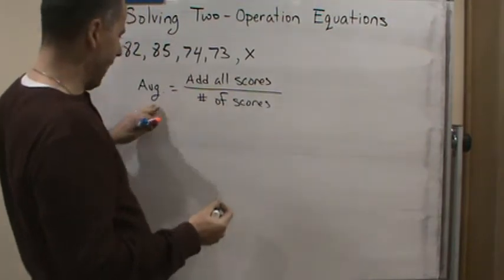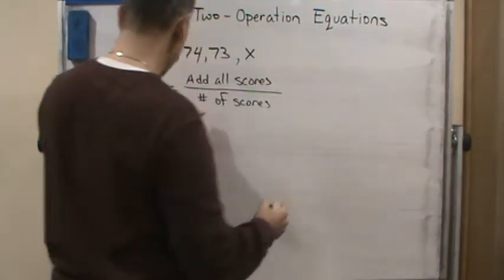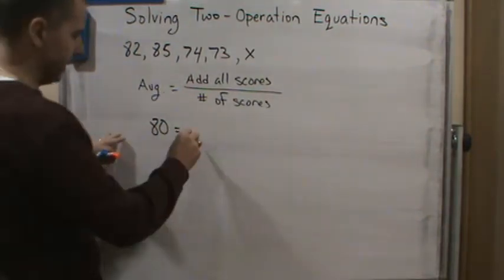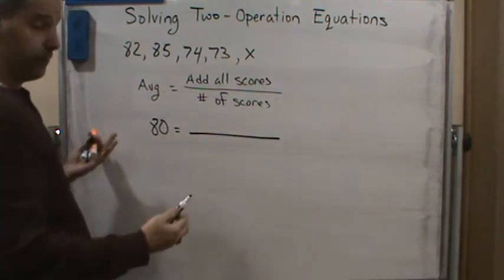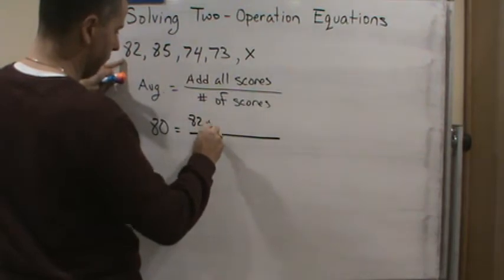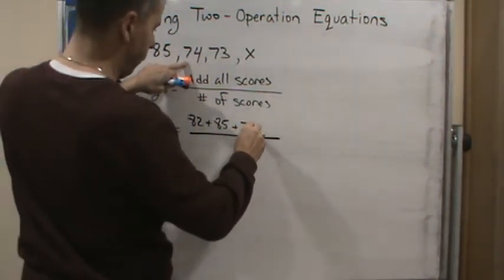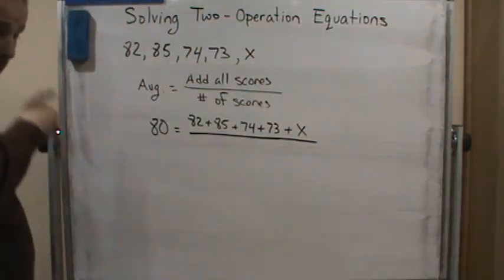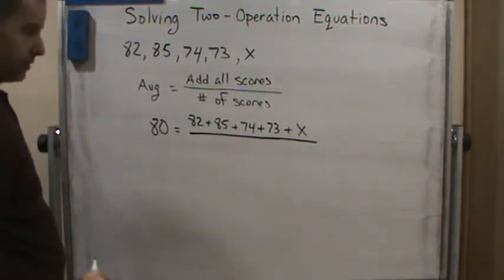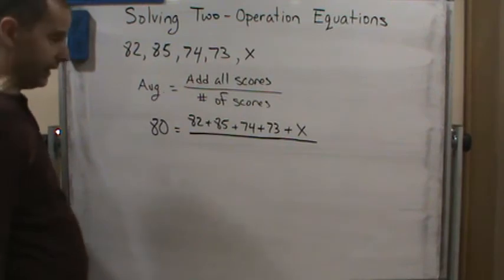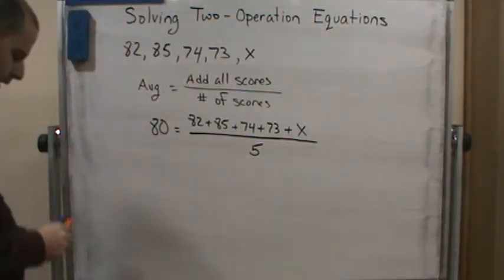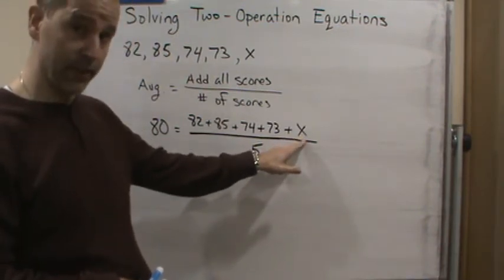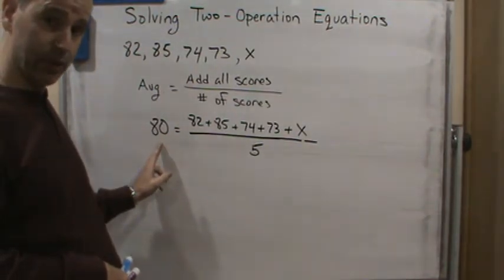Well, I'm going to use the formula. The average is going to equal, what? What's the average that they want? The average that the student wants is 80. And I want that average to equal the sum of the 5 test scores. Well, what are the 5 test scores? 82, 85, 74, 73, and then of course the one I don't know yet, x. So let's say these are my 5 test scores. The test score number 5 is the one I want to figure out. How many test scores do I have? I have 5. So this becomes my formula for finding x. In this case, x is the score on the 5th exam that will make my average 80.